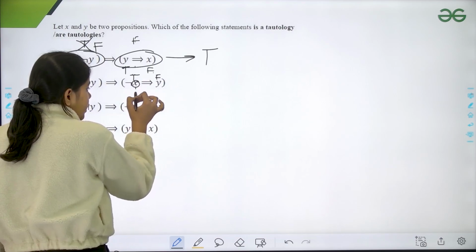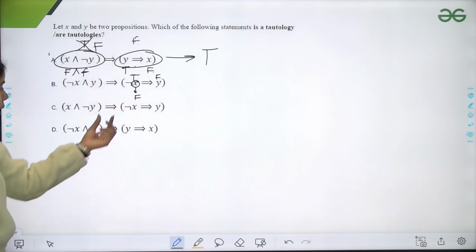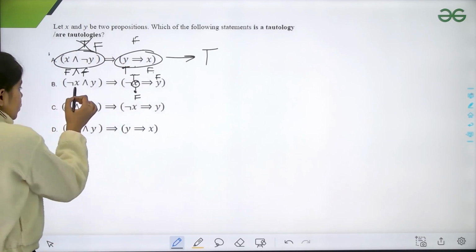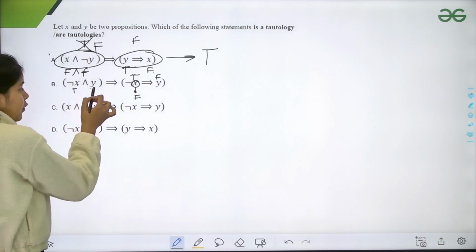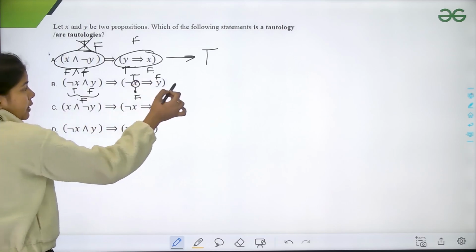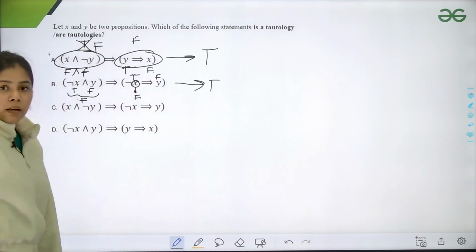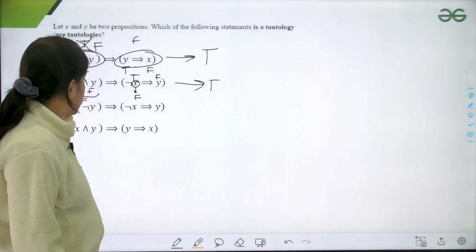So can I take this value x as false? Why am I taking x as false? Because negation of x is true. X is false, y is false. So if I take negation of x, that would give me true and y would give me false. So overall I'll get a false. So that means false implication false would give me true, right? So that means if the right side is false, then the left side is also false.